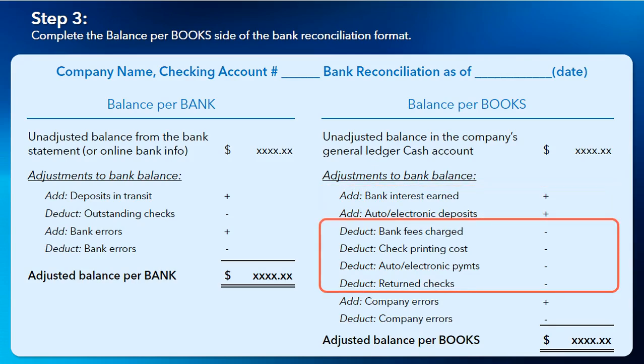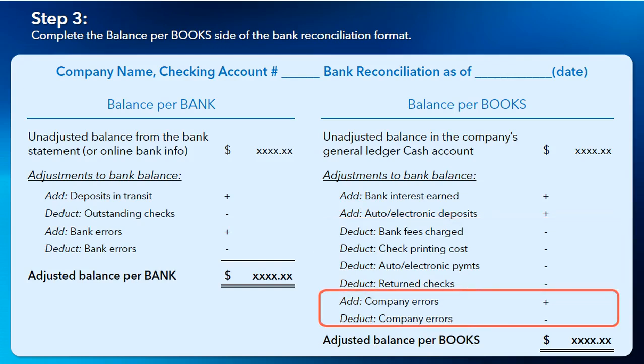Subtract any decreases, such as bank service charges, return items, bank debit memos that are shown on the bank statement but are not yet recorded in the company's cash account. Add and/or subtract other items with amounts that were incorrectly recorded by the company. Combine the amounts on the right side and show the total on the bottom line, adjusted balance per books.